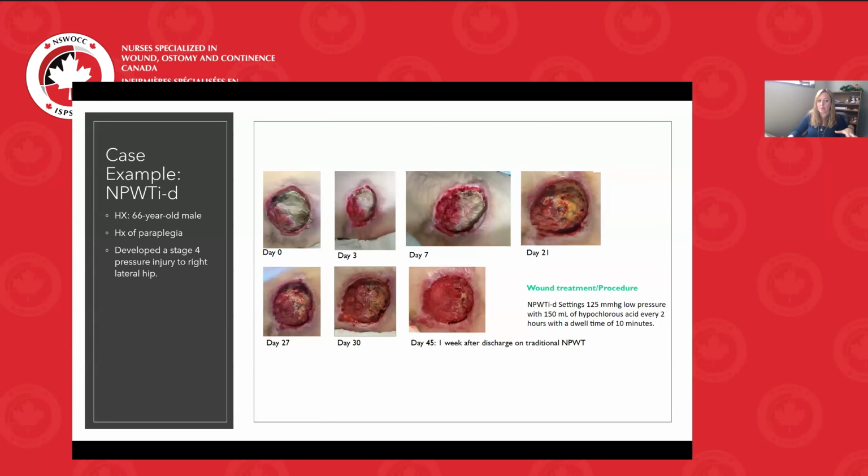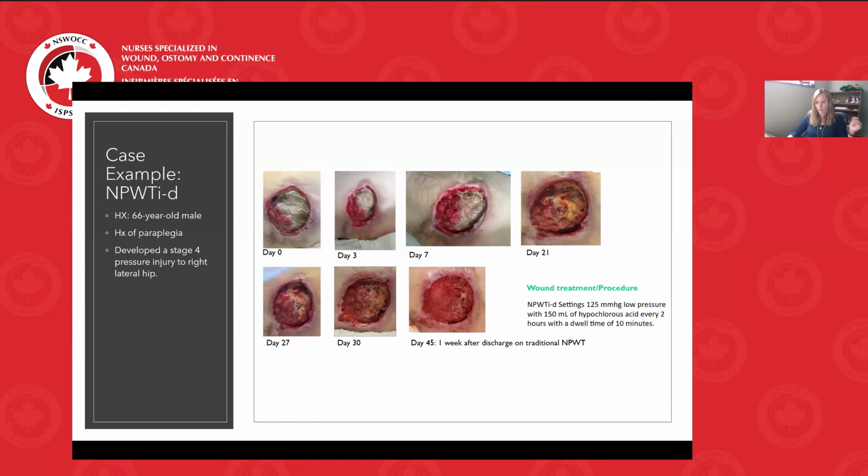So this is an example of a utilization of Veraflo therapy on a patient who has a pressure injury. So he was a paraplegic who developed a stage 4 pressure injury to his hip. And you can see when he came in that on day 0, there was a lot of fibrinous slough covering the wound bed. So we did utilize the Veraflo therapy. We did do 150 mLs of hypochlorous acid every 2 hours with a dwell time of 10 minutes.